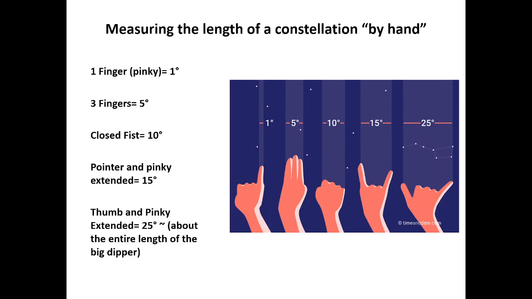One of the things we want to look at is apparent distance, and one of the best tools we have is our own hand. Put out at arm's length, one pinky is 1 degree of the sky. Three fingers is 5 degrees. A closed fist is roughly 10 degrees. With your pointer finger and pinky extended, it's roughly 15. And if you extend your thumb and pinky all the way, you'll get close to 25 degrees. For a point of reference, that's about the size of the Big Dipper from the handle all the way to the end of the pot.